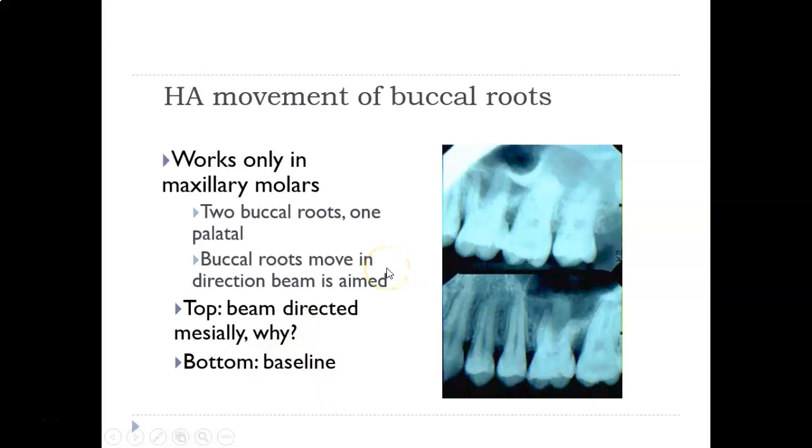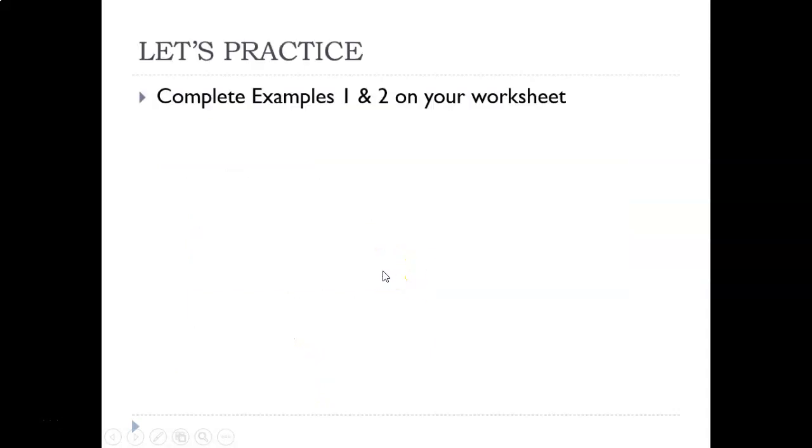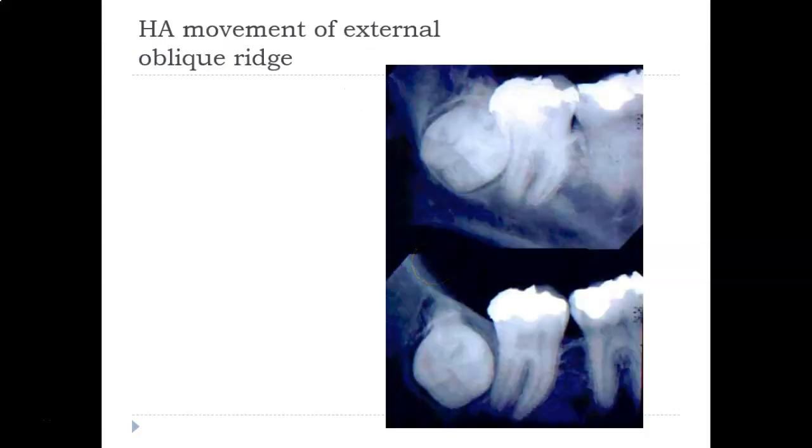Okay, let's look at another one. So I think this is where they stopped and practiced, but I'm going to find the worksheets for you guys to do at home on your own. There's a couple different examples.